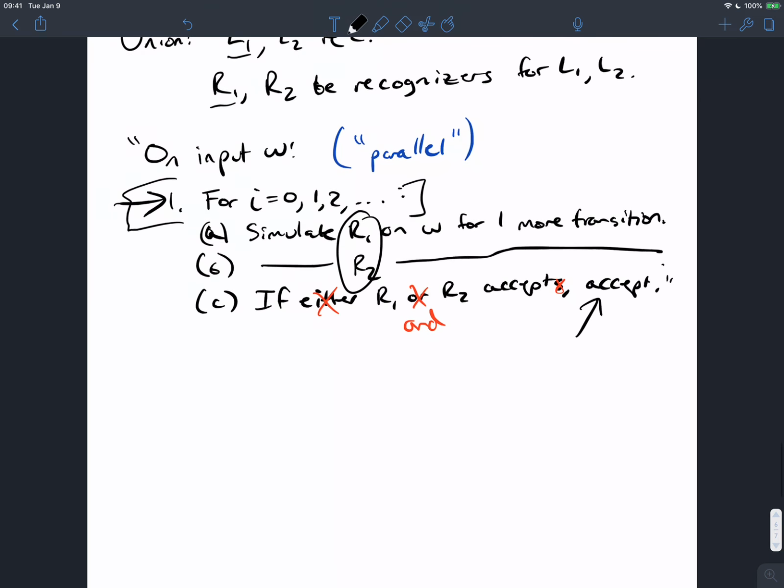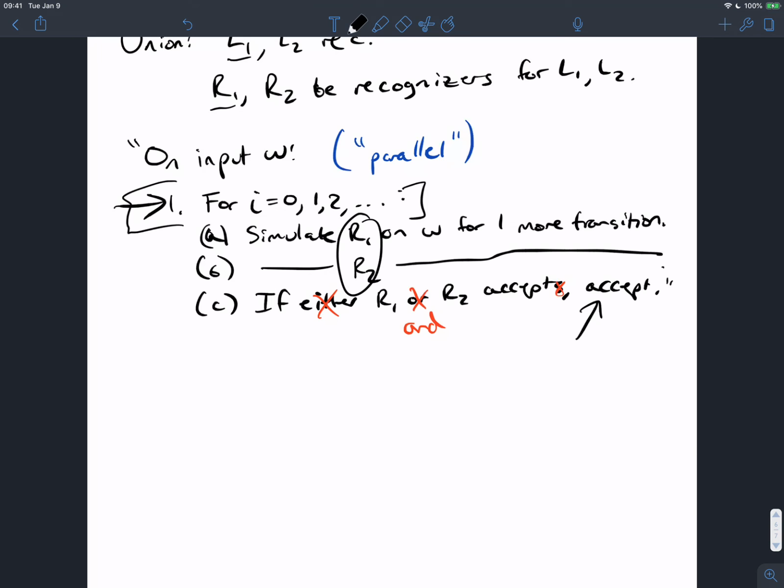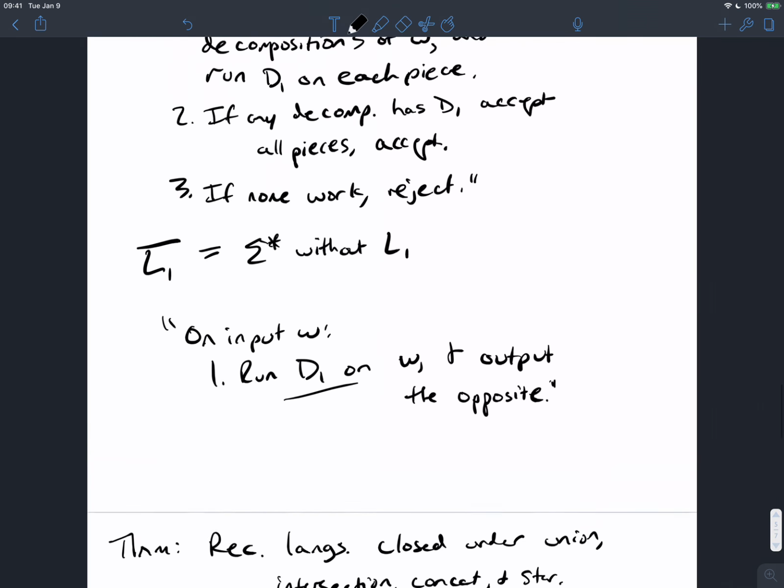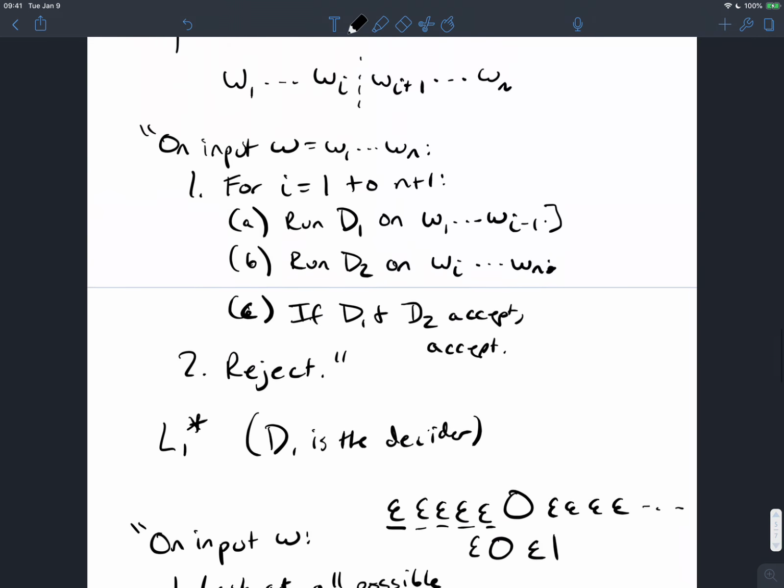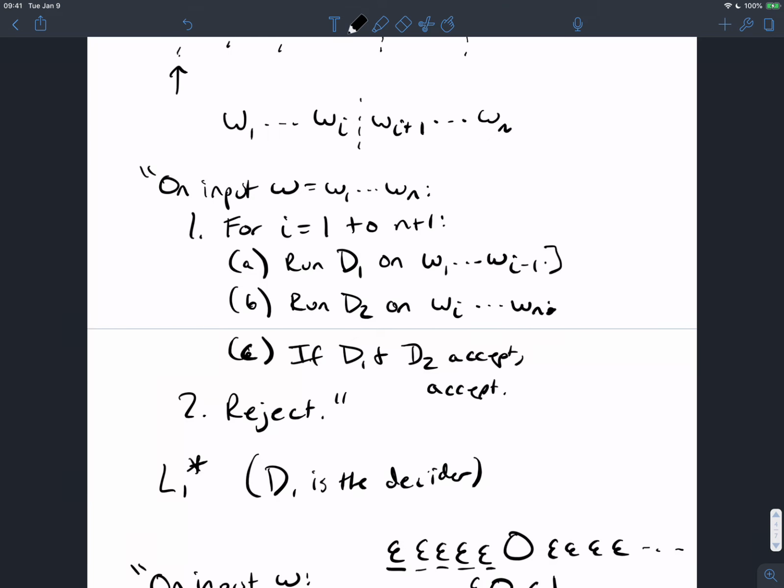So that's easy. What about for concatenation? I'm only going to sketch these. If we remember back to the concatenation from before, we broke the input into pieces, and we ran the machine on the first part and the other machine on the second part. And if both of them say yes, then we say yes. Can I do that for recognizers? No, why not?